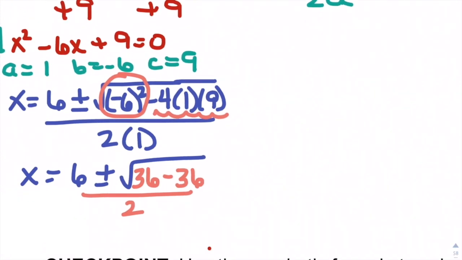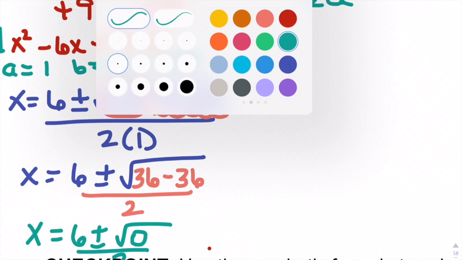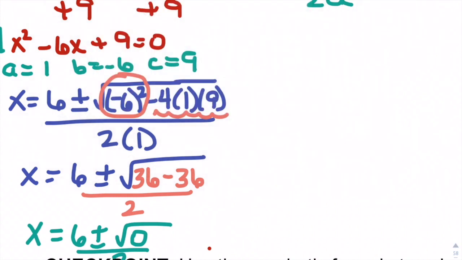Okay, let's continue to work here. Doing good so far. Next step is to look underneath the square root and combine those two numbers. 36 minus 36 is 0. And then it's divided by 2. Well, now I have to try and simplify this. The square root of 0 is 0. So I have 6 plus or minus 0, which is nothing. So this part here is 6 plus or minus 0.